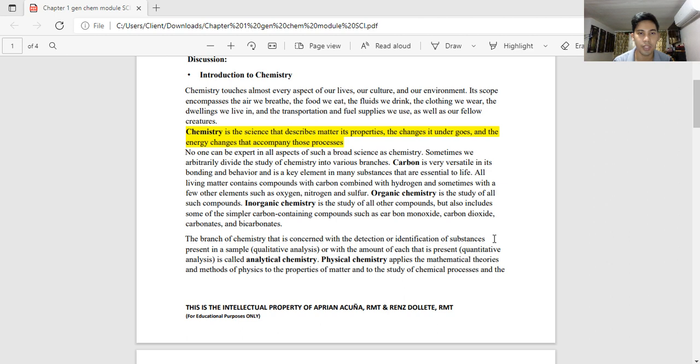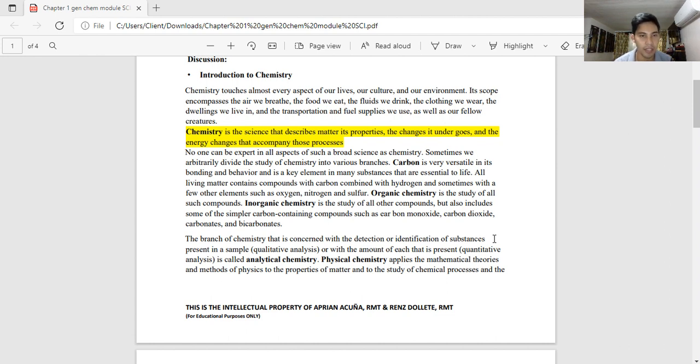Chemistry touches almost every aspect of life, our culture, and our environment. Its scopes encompasses the air we breathe, the food we eat, the fluid that we also drink, the clothes we wear, the dwellings we live in, atong mga ginaistaran, and the transportation, the fuel supply yung ginagamit ta, as well as our fellow creatures. Ginamit ng creatures is their composition. Okay, nga man, because your chemistry is divided into several types. Okay, so chemistry is the science that describes matter, its properties, the changes it undergoes, and the energy changes that accompany those processes.